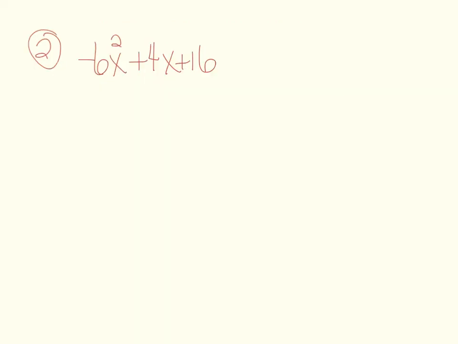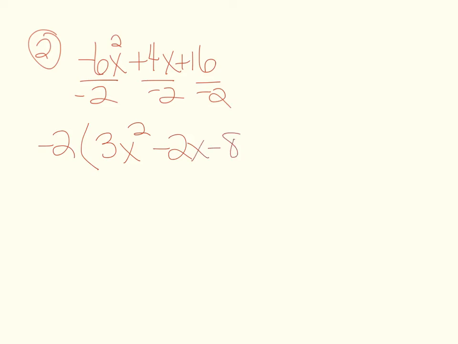We have negative 6x squared plus 4x plus 16. Now a couple things we haven't hit: this is a leading negative. Our a should never be a leading negative. So first of all, 6, 4, and 16, 2 will go into them. Now I don't want this to be a negative 6, so I'm going to factor out a negative 2. The big hint is if your leading a is a negative, you're going to factor out a negative number. That would give me 3x squared minus 2x minus 8.